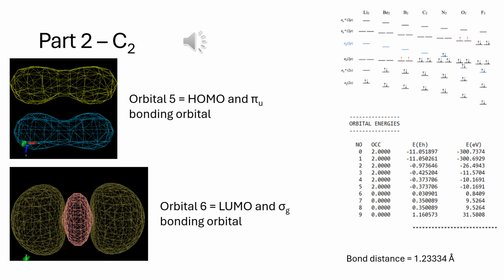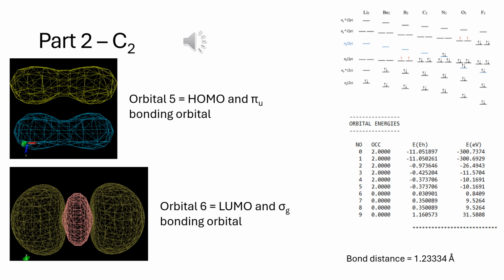In part 2, homonuclear diatomic molecules C2, N2, O2, and F2 were analyzed. Namely, the molecular 2p orbitals were modeled and their energies compared to a theoretical molecular orbital diagram. The bond distances of these molecules were also considered, as well as the bond distances of the 2- oxygen molecule and the 2+ oxygen molecule. First, the molecular orbitals were analyzed though.